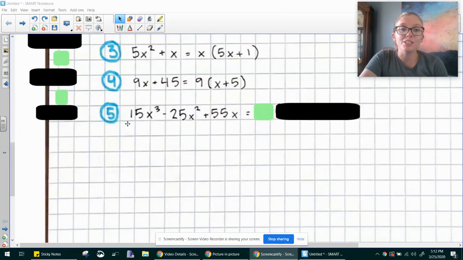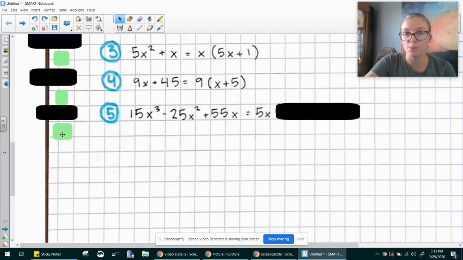Last but not least, let's factor 15x to the 3rd minus 25x squared plus 55x. Although this has 3 terms, we're not going to factor it any differently than we were factoring the binomials before. The greatest common factor of 15, 25, and 55 is 5. And the variable with the highest degree between x to the third, x squared, and x that divides evenly into all three is x to the 1. Remember that invisible 1 with that x. That means our greatest common factor is 5x, or 5x to the 1.